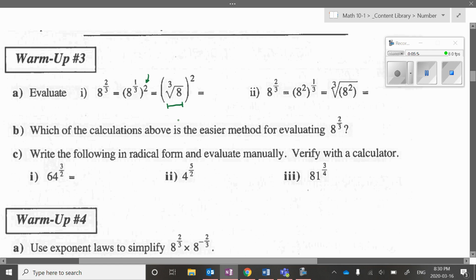The cubic root of 8 is 2. I then square that 2, and we get 4. So that's one way to interpret this one, is going through all of those steps.